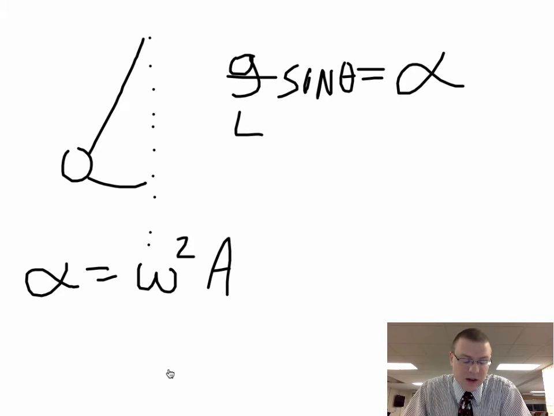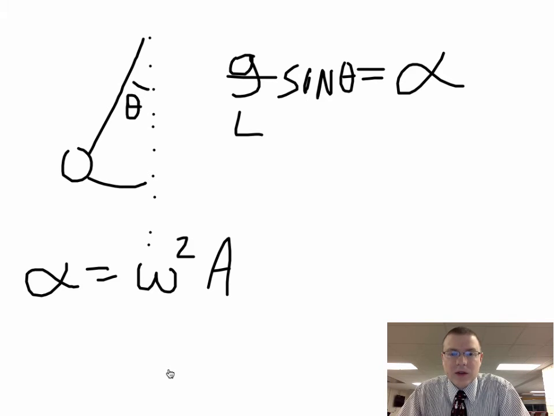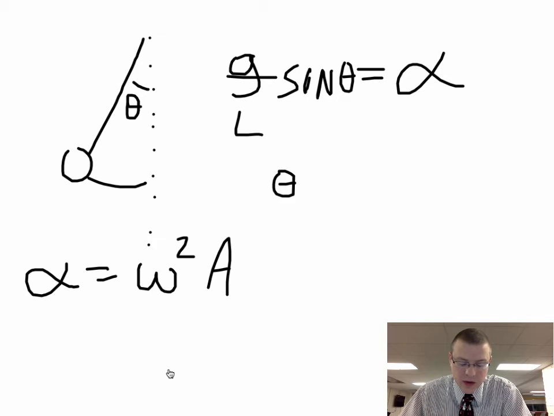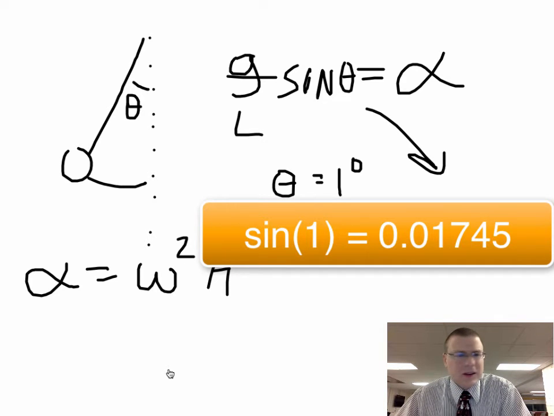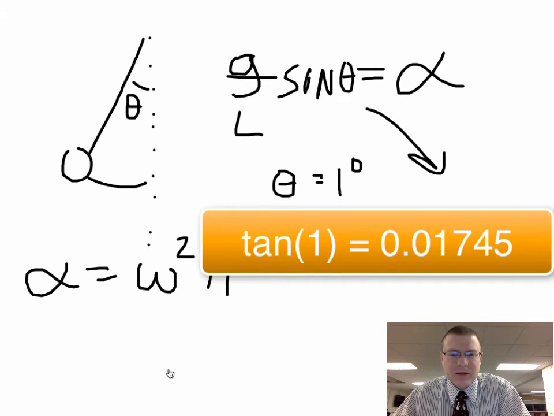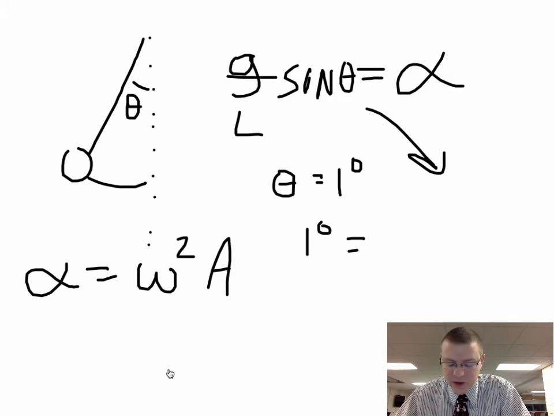Now there's one little trick to pendulums that you want to do. We want to pick a small angle. And why do we want to pick a small angle? Well, say you pick around 1 degree. So if I put in sine of 1 degree, sine of 1 degree will spit out a number to you. Try tangent of that 1 degree. See what number you get. Also, even try converting 1 degree into radians.